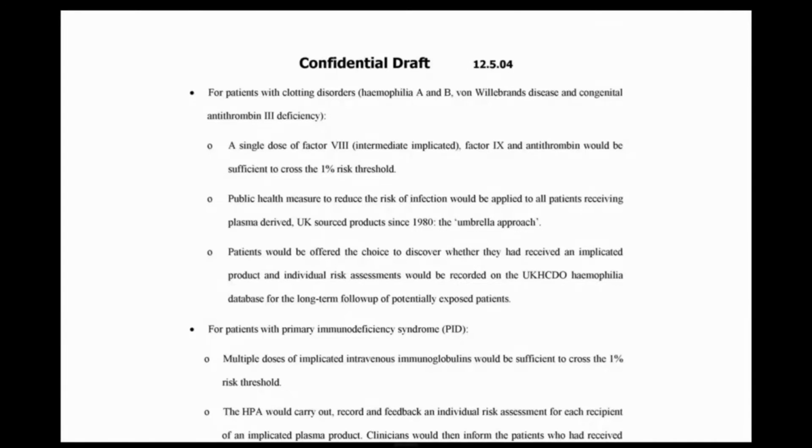And if we go over the page, for patients with clotting disorders, haemophilia A and B, von Willebrand's disease and congenital antithrombin III deficiency, a single dose of factor VIII, intermediate implicated, factor IX and antithrombin would be sufficient to cross the 1% risk threshold.